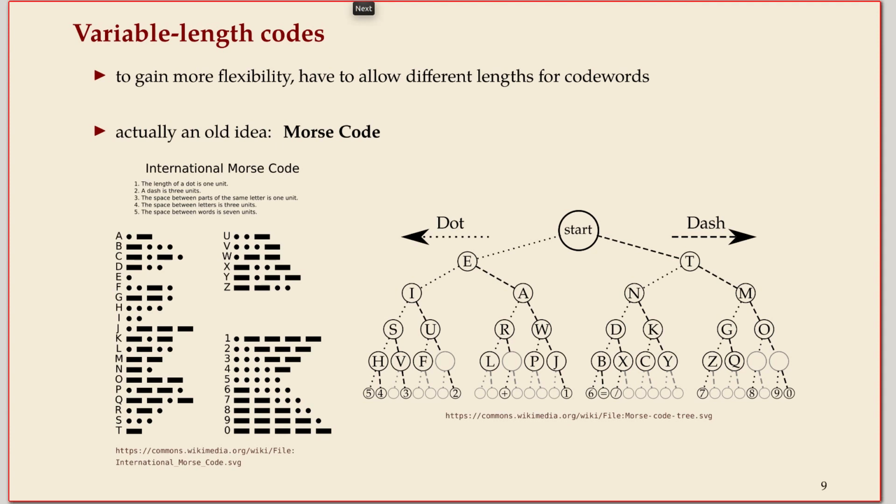And I put this on the slide to show you that this is not at all a novel invention. Variable length codes are around for quite a while. And Morse code might not even be the oldest example, but it's one. So we allow more flexibility by having different lengths for the code words.